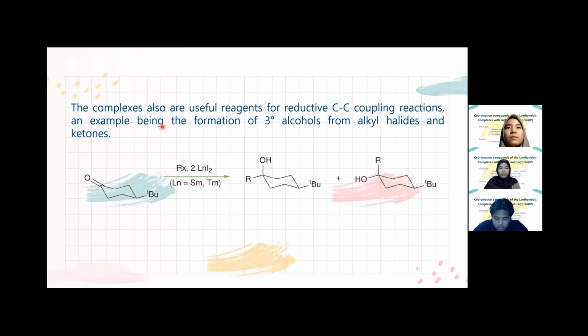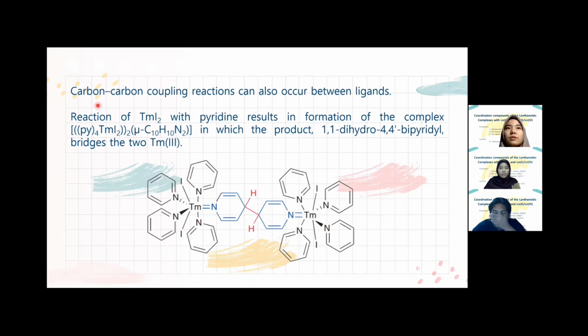These complexes are also useful reagents for reductive C-C coupling reactions, an example being the formation of tertiary alcohols from alkyl halides and ketones. Also, carbon-carbon coupling reactions can occur between the ligands, and the reaction of TmI2 with pyridine results in formation of a complex in which the product is the 1,1'-dihydro-4,4'-bipyridine bridging the two samarium 3+ metal centers.